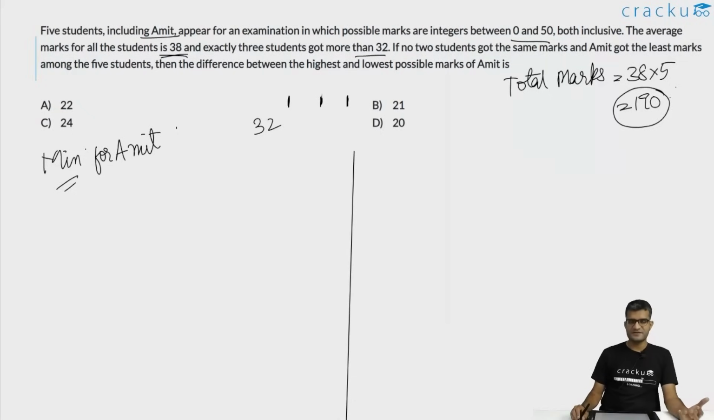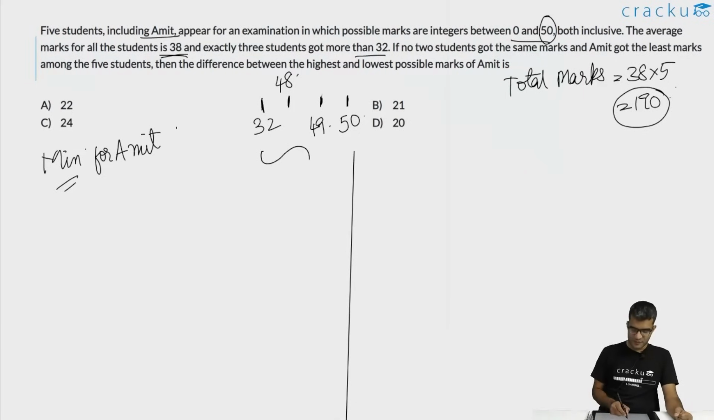If you are trying to maximize the scores of the remaining 4 people, the highest guy will score 50, which is the maximum allowed. Because the scores are distinct, the second highest will be 49, and the third highest will be 48. Now the fourth highest, because only 3 people scored more than 32, will score exactly 32, because there is also a condition that only 3 people scored more than 32.